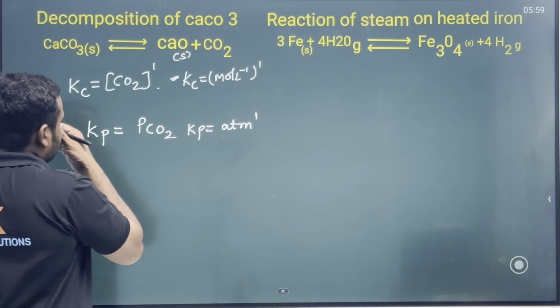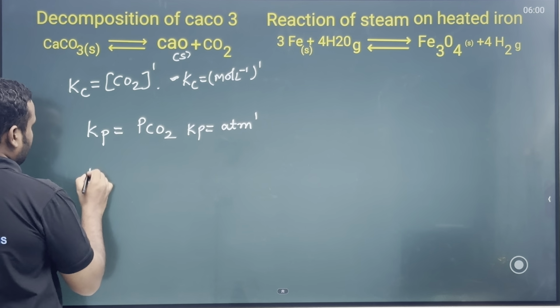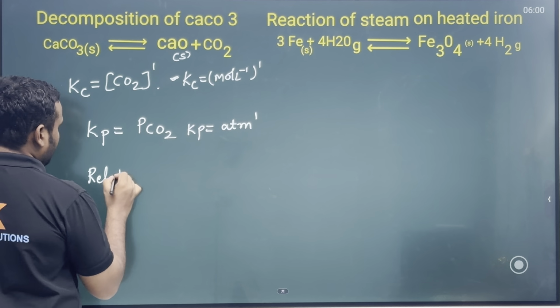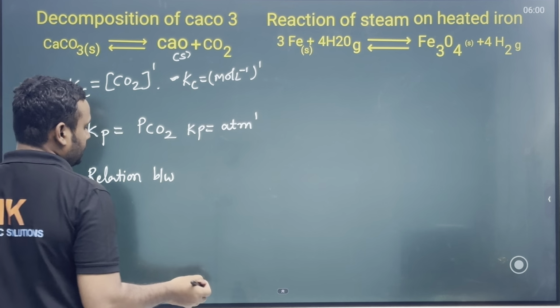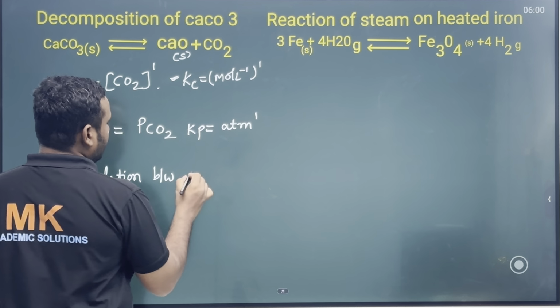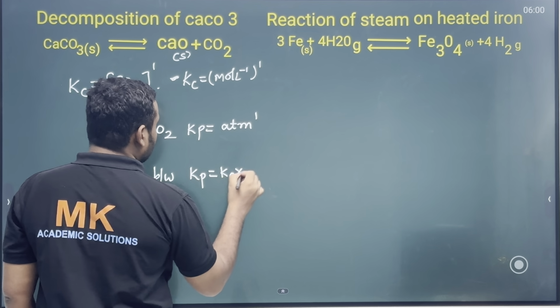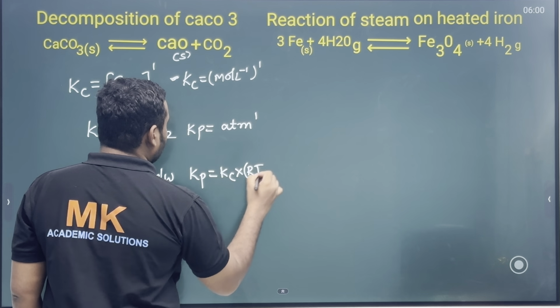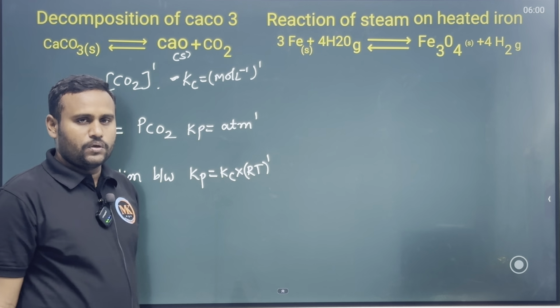Right. Next, the relation between Kp and Kc. Here Kp is equal to Kc into RT to the power 1. This is the relation. Why? Because here the delta n value is equal to 1.